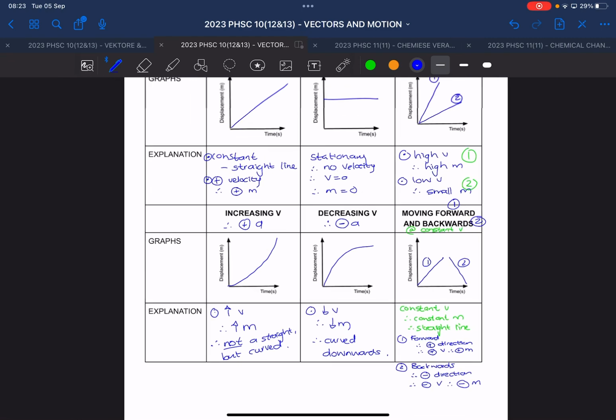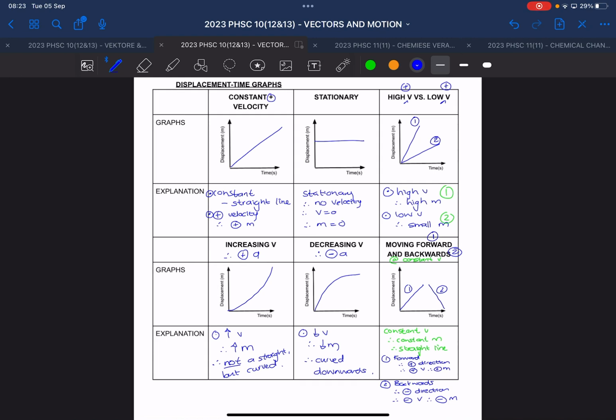Okay, so grade 10s. What I can do in a test or in an exam is I can either give you one of these or I can combine them. So I can tell you the object moved at a constant positive velocity, then it was stationary, and then it moved in the negative direction backwards. Or I can tell you the object accelerated and then it moved at a constant velocity and then it came to a standstill. Okay, so I can combine it.